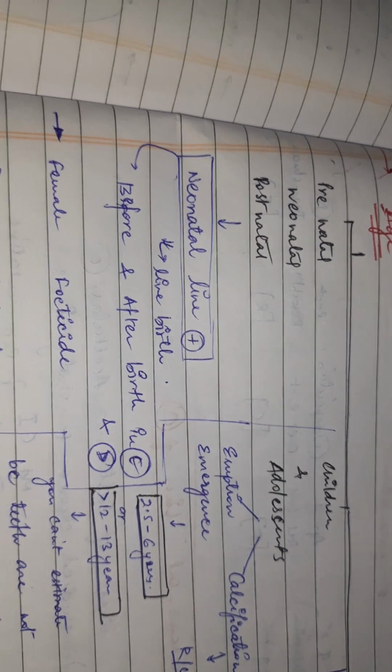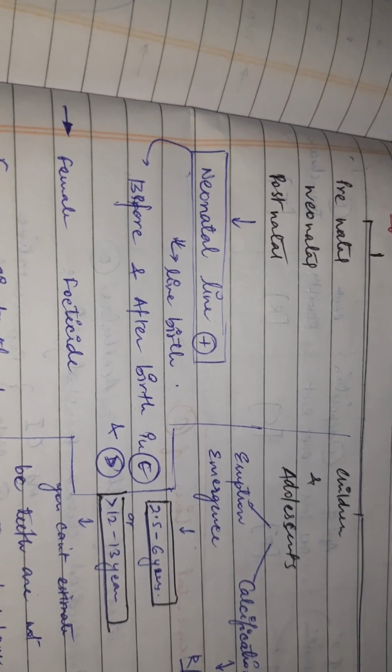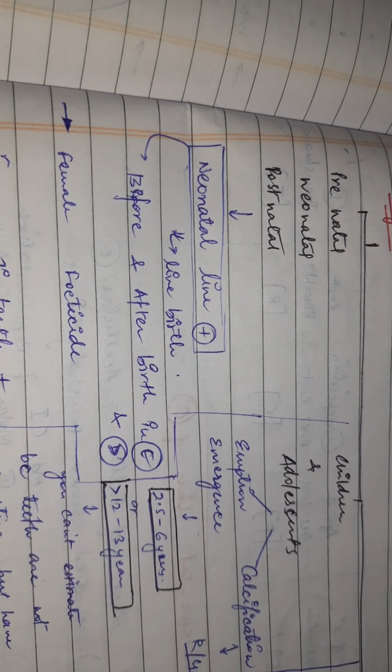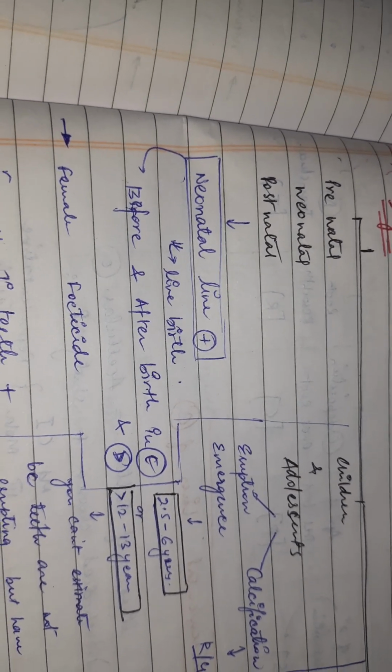Neonatal line is present if the birth is live, and then it is less. It is used in cases of female foeticides, before and after birth, in enamel and dentine.